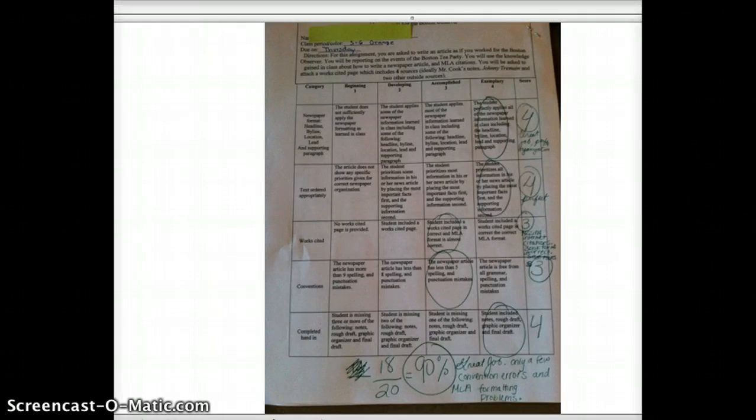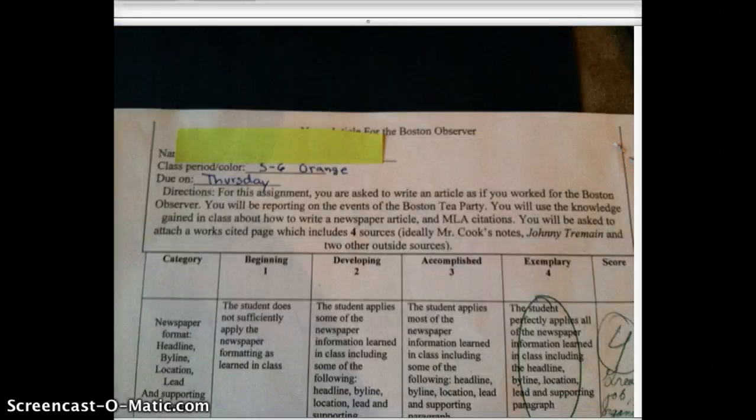This is the rubric I used to grade my students, just to give you an overview of the picture of it. This is the top part of the rubric, and it lists when it's due, the student's name, and the directions. It says, for this assignment, you are asked to write an article as if you worked for the Boston Observer, which is the newspaper in Johnny Tremaine. You will be reporting on the events of the Boston Tea Party. You will use the knowledge gained in class about how to write a newspaper article and MLA citations.